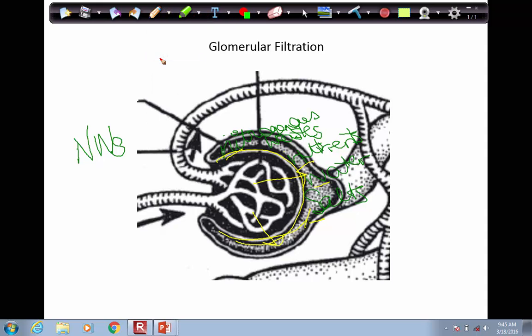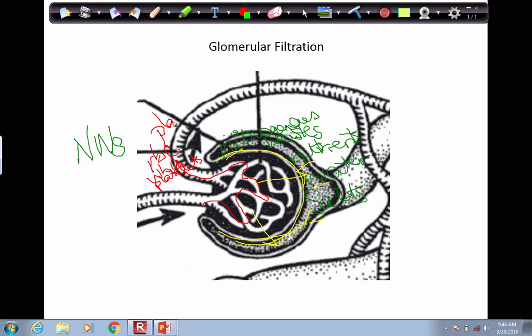There are large molecules that are not filtered out that will travel through the glomerulus and then continue in the efferent arteriole. So there will be water that remains as well, but the large molecules that we talk about never leaving are the formed elements. So we have red blood cells, white blood cells, and platelets that remain in the blood vessels at all times, as well as plasma proteins.